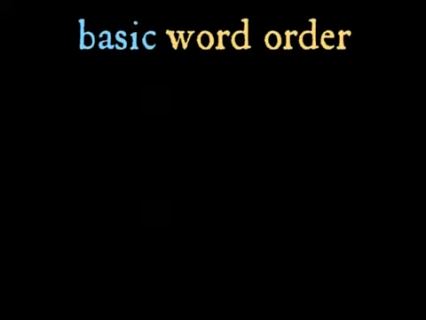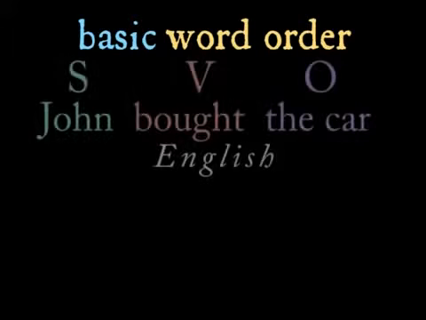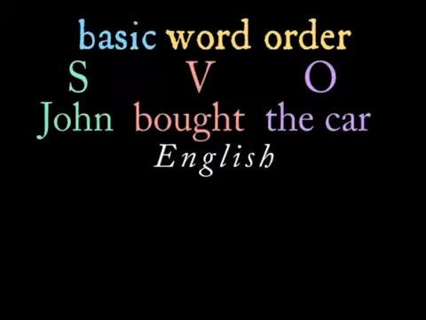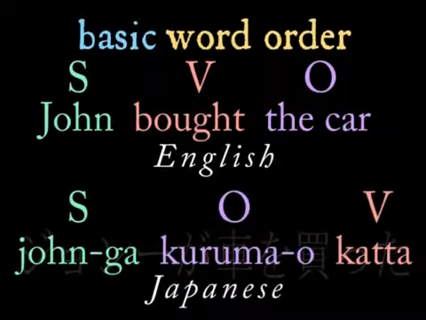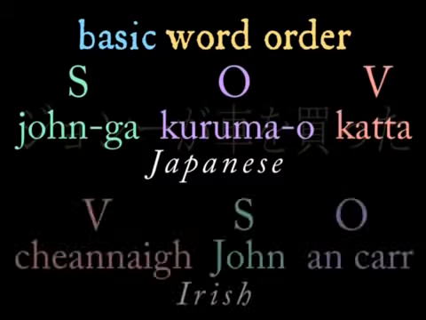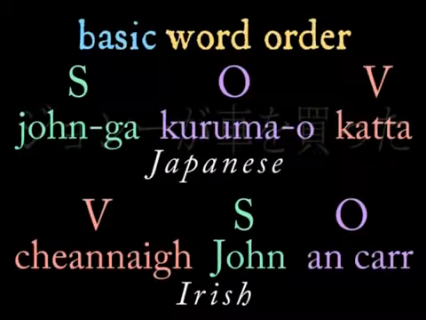Many languages have the basic word order subject, verb, object. In other words, the subject comes first, followed by a verb, and the verb is followed by its object. Another common configuration is subject, object, verb. Other configurations are even less common.